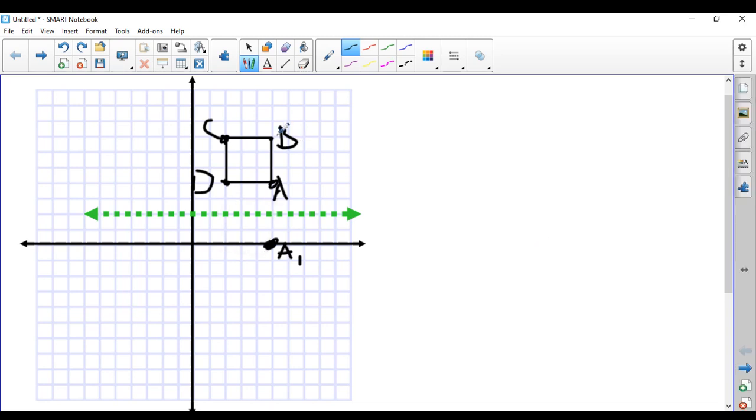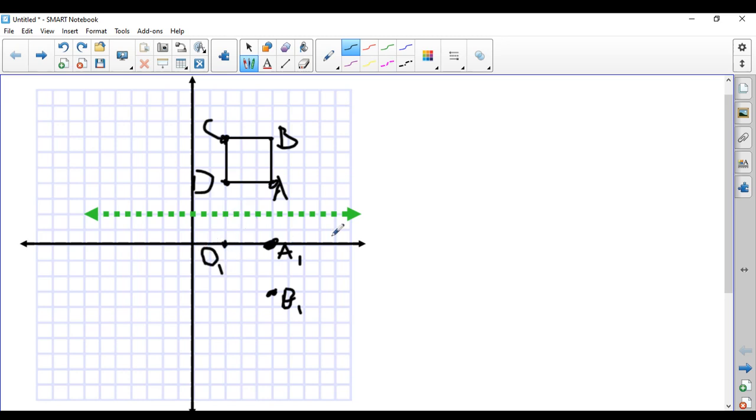So let's do B1. B is 5 away from the line of reflection. B1 will be 5 away from the line of reflection, and I'm going to label it B1. You're going to say, but Mr. Hopper, doesn't B go on top? No. In the reflection, B is furthest away from the line of reflection. Therefore, it's going to actually be on the bottom in our reflected image. D is 2 away. D1 is 2 away.